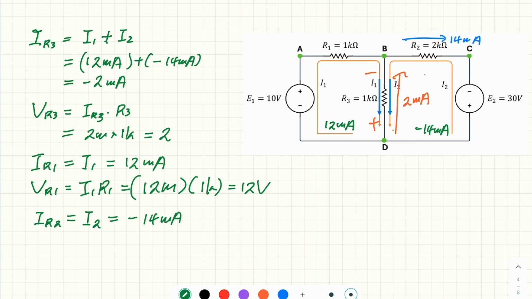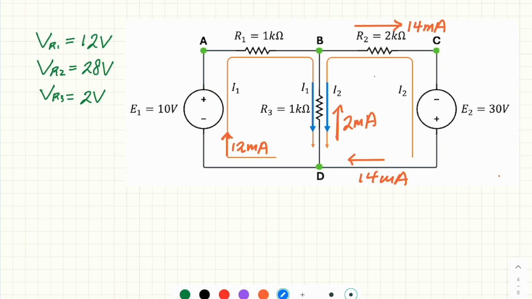The potential difference across R2, VR2, is equal to I2 times R2. Again, we use the absolute value, 14 milliamp times 2K, so this is 28 volt. Here I list the potential difference across R1, R2, and R3.